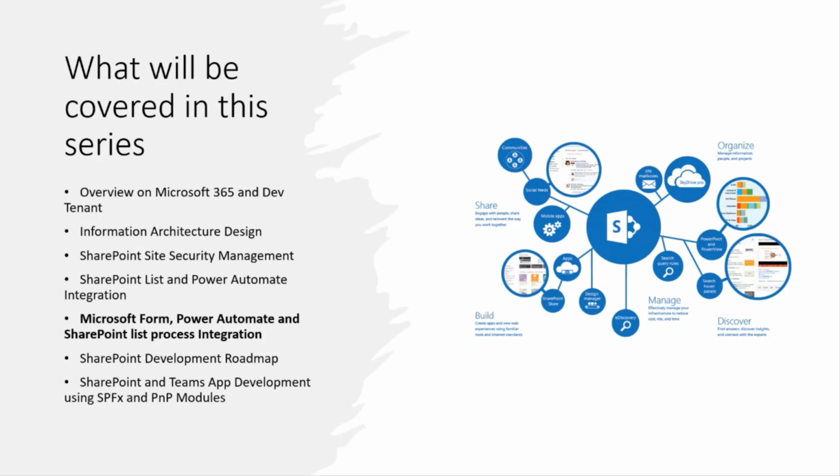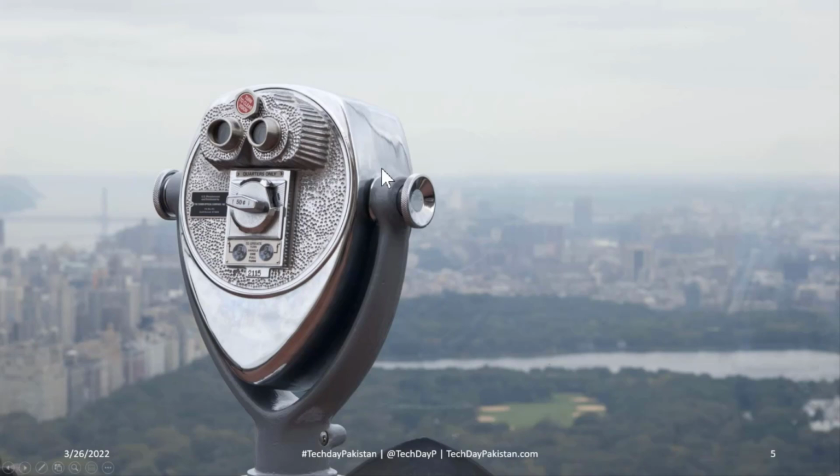And last week, we discussed the Power Automate flow, how it works on a SharePoint list, and we used the approval process, how it works with the SharePoint list. So today we will be discussing Power Automate, and in the next 2 weeks we will be discussing the developer roadmap of SharePoint using SPFx and PnP modules, and then we will discuss further advanced level detail in the next session. Let's begin.